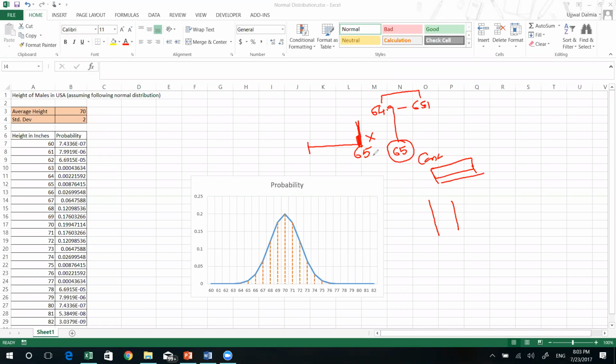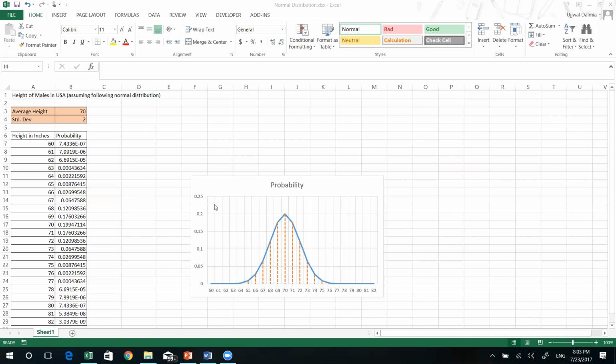Okay, so when we are calculating the probability for this range of values, we are saying anything from the starting point till 65. Till 65. Okay. Is this clear to everybody? Parth? Yeah? Others? Everybody? Great. Perfect. If this is clear, then let's move ahead.